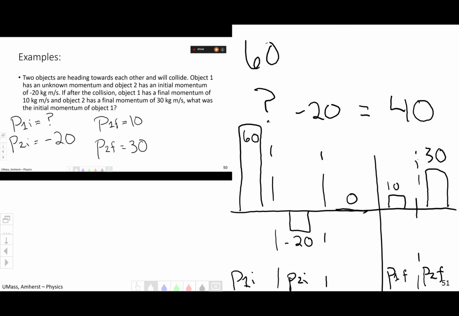Okay, so again, looks weird, but that negative 20 is canceling some of the positive 60, giving us a total of 40 on both sides. So that's momentum bar charts.